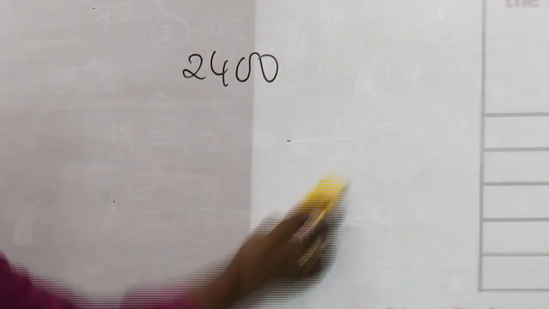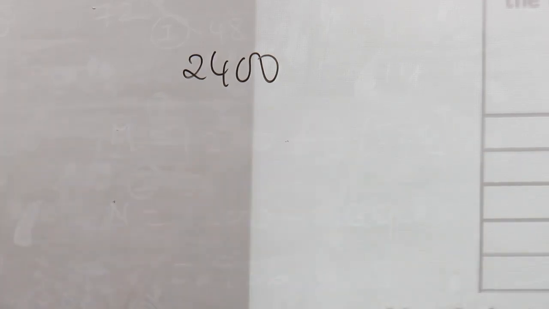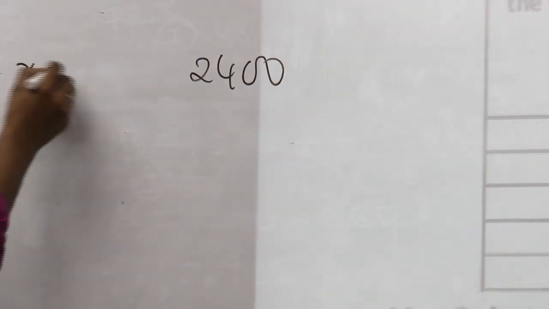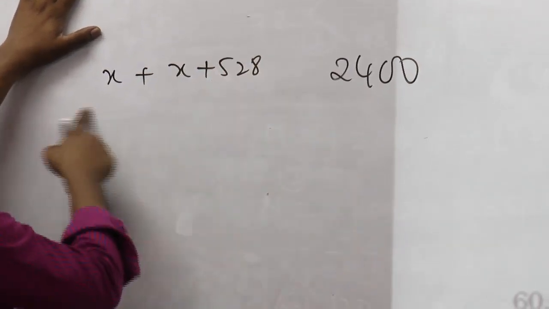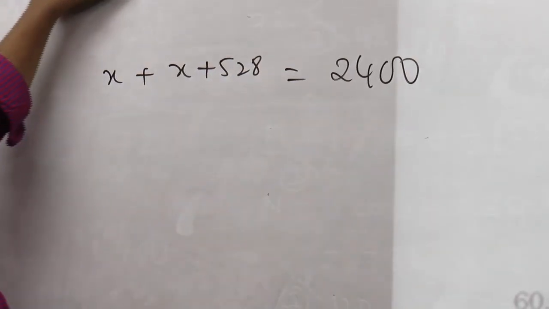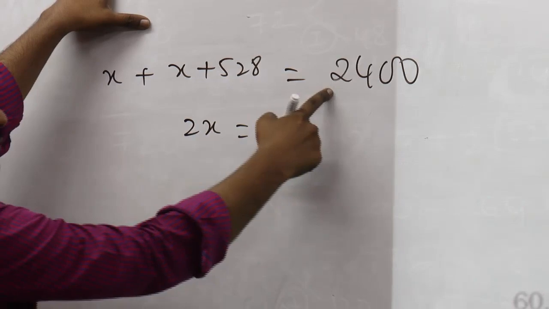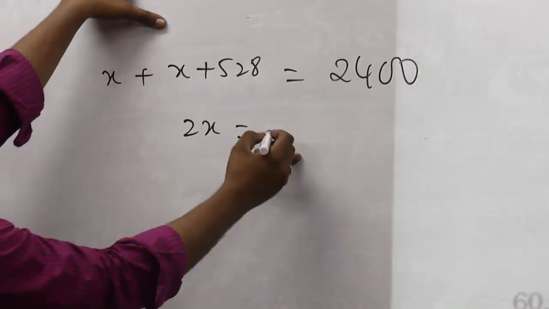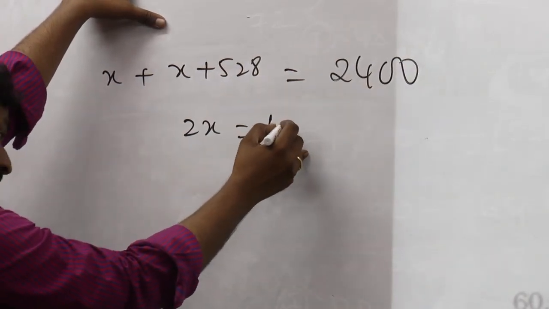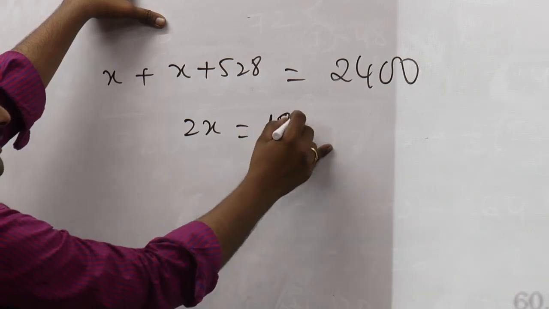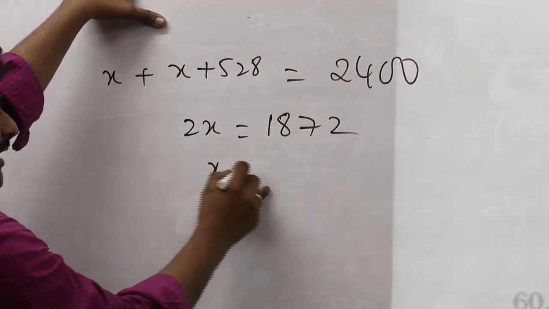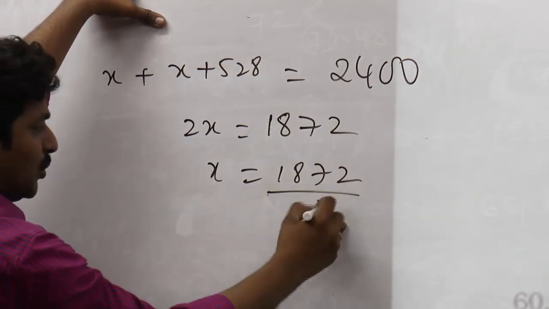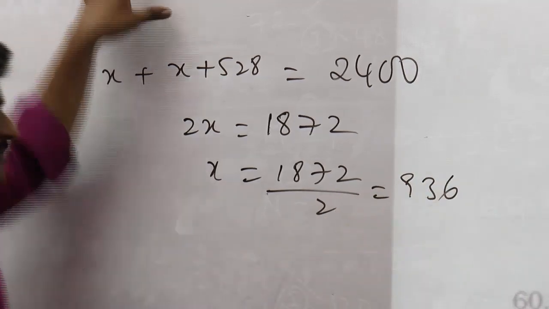Otherwise, if N gets X number of votes, M receives X plus 528. Together will get 2400. So 2X is equal to 2400 minus 528, which is 1872. X is equal to 1872 by 2, which is 936.